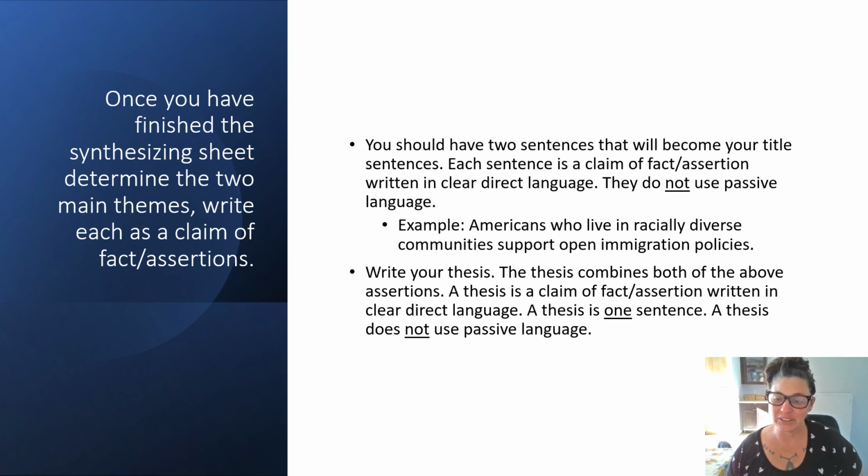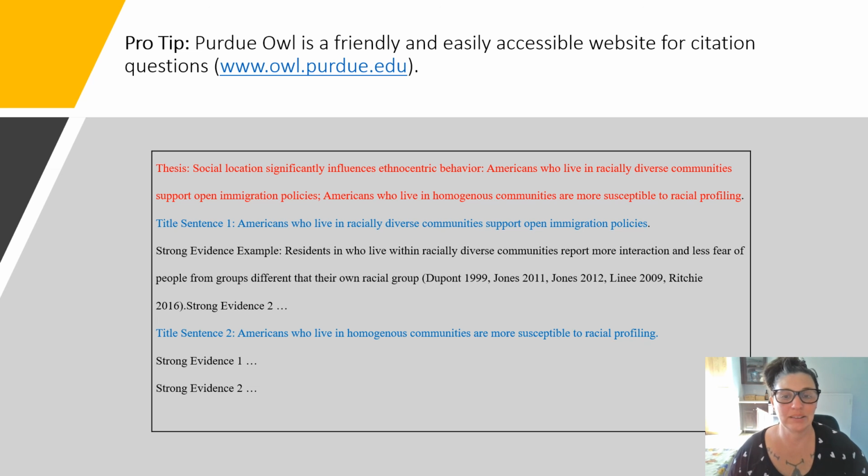So, an example: Americans who live in racially diverse communities support immigration policies, right? So that's a good example of a strong statement that doesn't have passive language. A thesis is always one sentence. A thesis never has passive language. So try to write in this format exactly, even color-coded, your thesis, your title sentences in blue, and your evidence, right? And then so you have actually most of it written, very extremely coded for you.